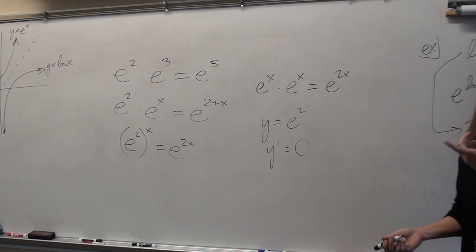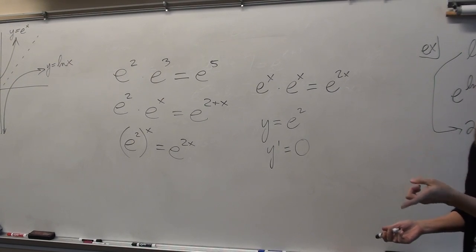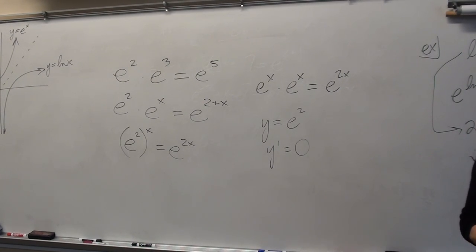We never solve for e. We already know what e is: 2.718. If you're graphing with e, e is always around 3. If you ever have to approximate with e, use 3.